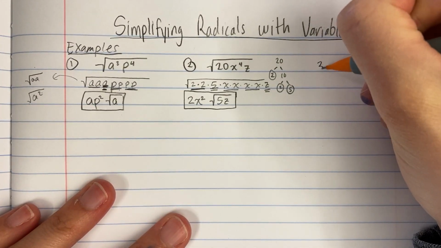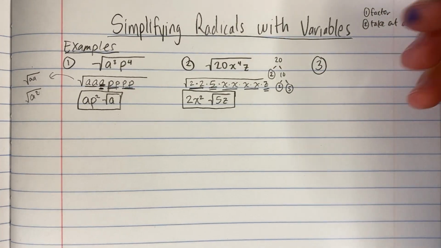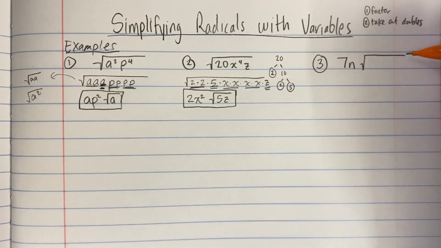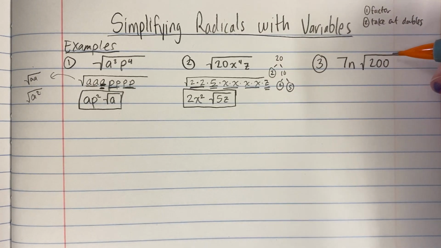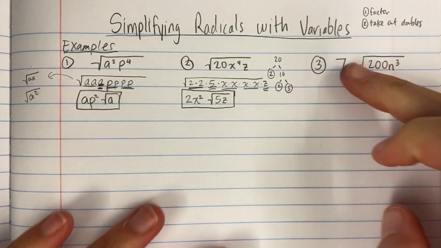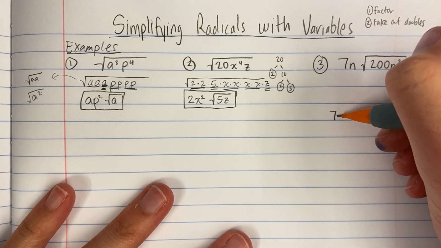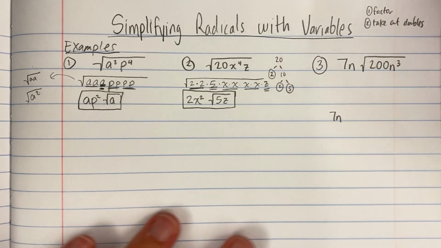Okay, here's my last example. 7n times the square root of 200 n to the 3rd. Okay, watch what I'm gonna do. I'm gonna take this 7n, right? That doesn't need to be simplified, so I'm just gonna take that down here so I don't forget about it.